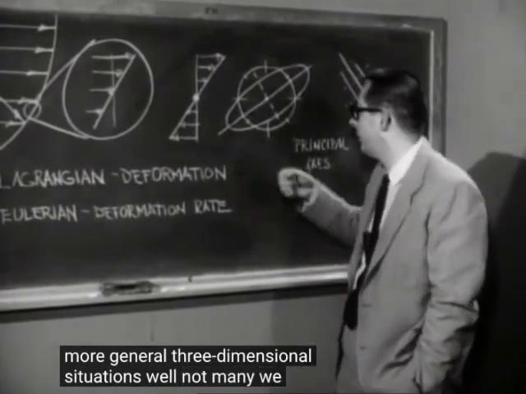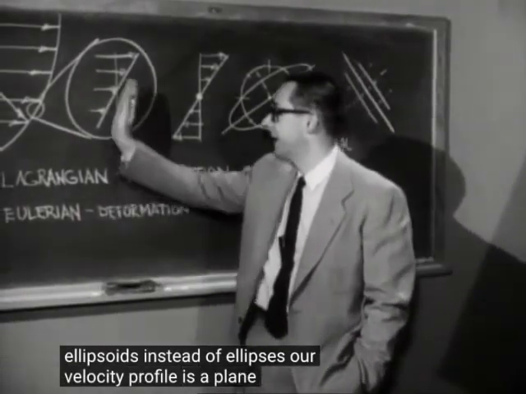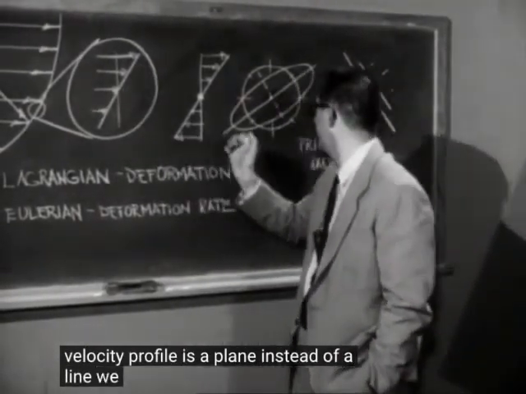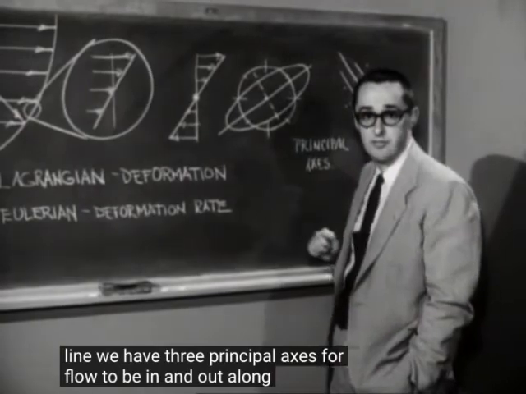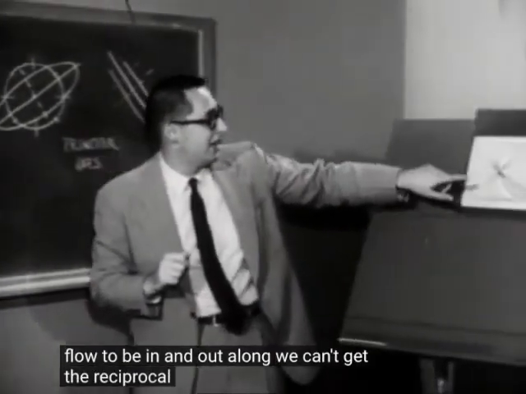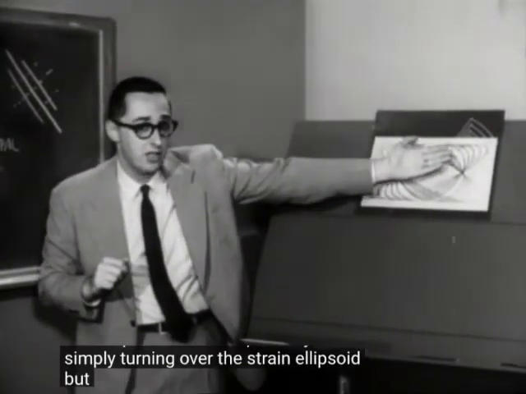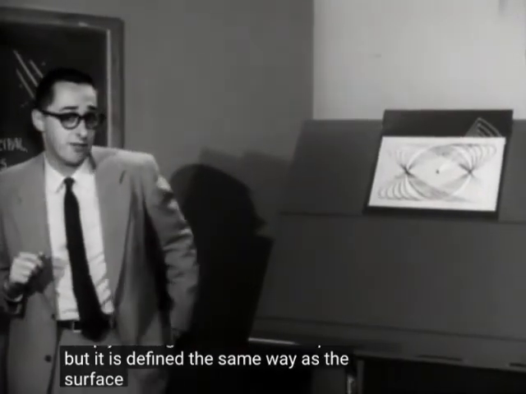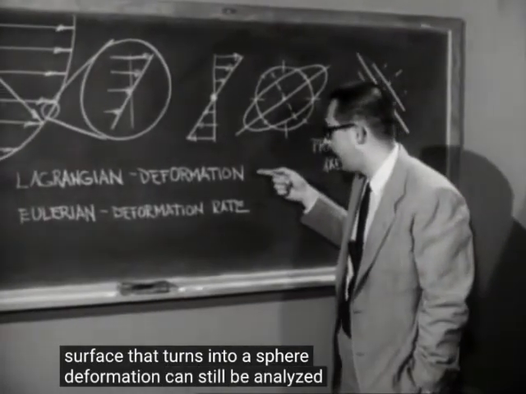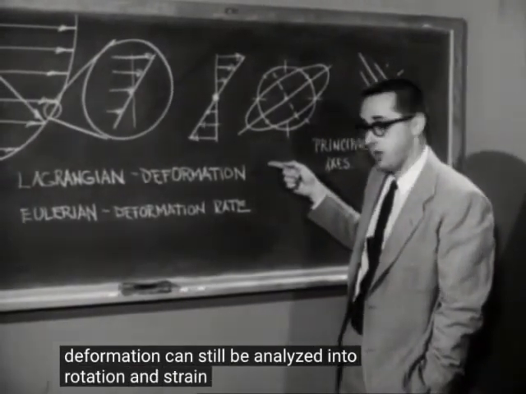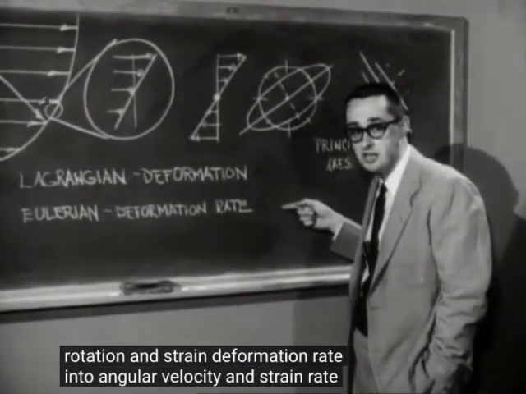Well, not many. We have ellipsoids instead of ellipses. Our velocity profile is a plane instead of a line. We have three principal axes for flow to be in and out along. We can't get the reciprocal strain ellipsoid by simply turning over the strain ellipsoid, but it is defined the same way as the surface that turns into a sphere. Deformation can still be analyzed into rotation and strain. Deformation rate into angular velocity and strain rate.